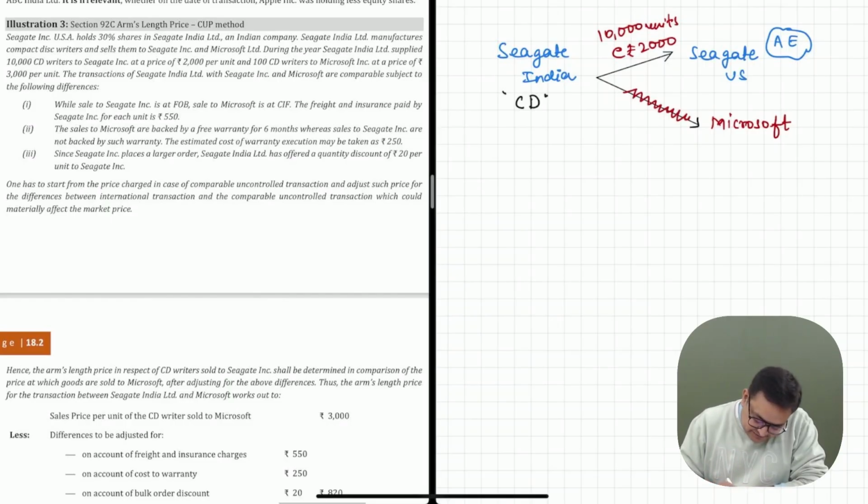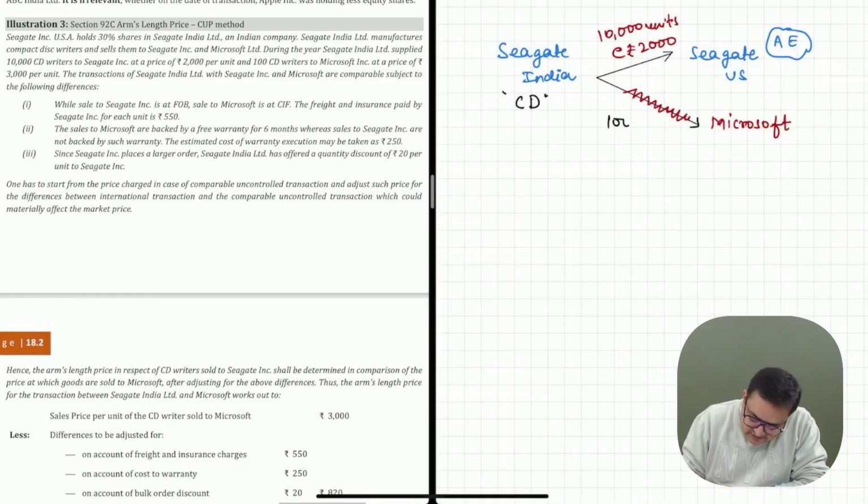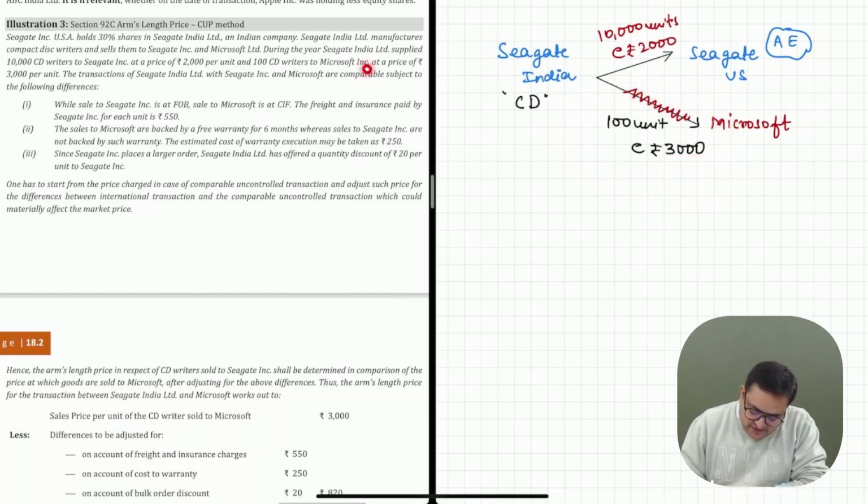Now, they have also sold just 100 CD writers. What does it mean? It means that it is actually a retail sale. So we have sold 100 units here. And at what price? 3,000 rupees per unit. Please tell me what is the uncontrolled price over here? 3,000 rupees is the uncontrolled price. So we have the comparable price, correct?